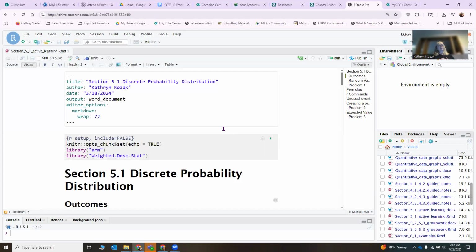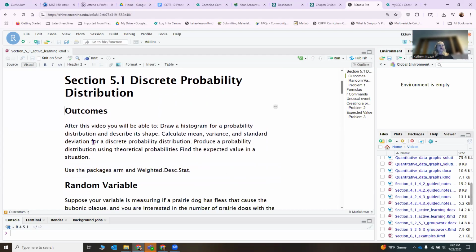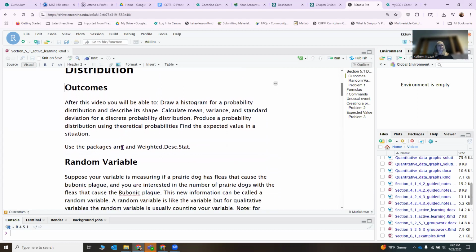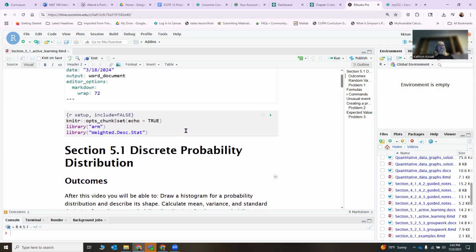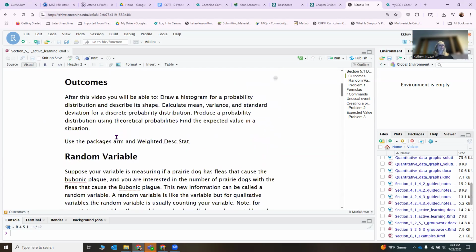Looking at discrete probability distributions, just kind of the basics of them. After this video, you'll be able to draw a histogram, describe its shape, calculate mean, variance, standard deviation of discrete probability distributions, produce a probability distribution using theoretical probabilities, and find expected values in the situation. This chapter uses new libraries called ARM and weighted discrete stat. They're just other packages we have to use.